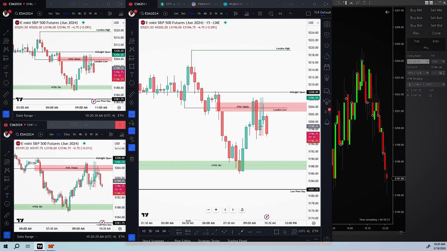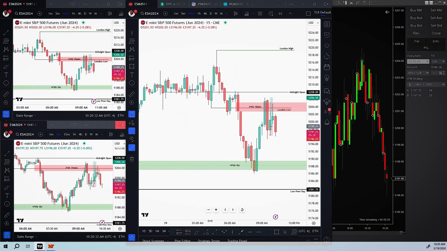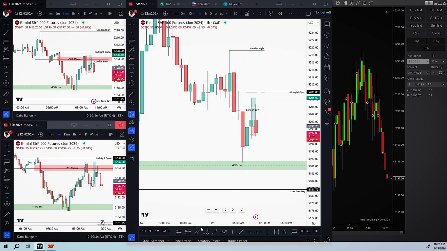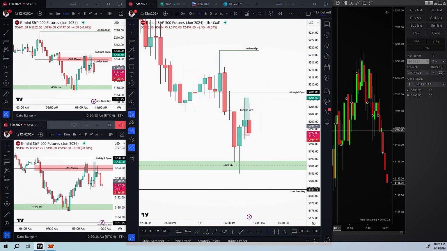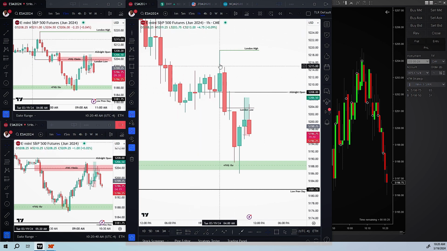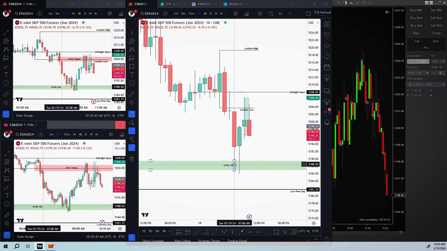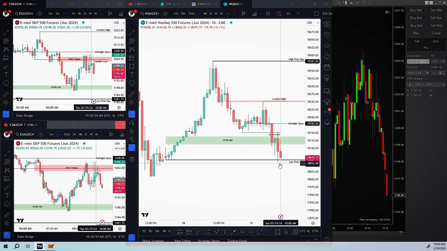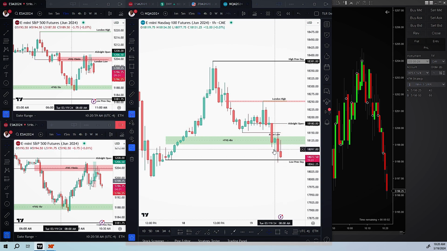This is a 15-minute chart right here. This is a 60-minute chart right here. All right, so on the 60, we came up, we came down into this hourly fair value gap, and then we rejected off of it once. We rejected off of it twice there, right? And then the NQ hit the daily low and rejected off of it.